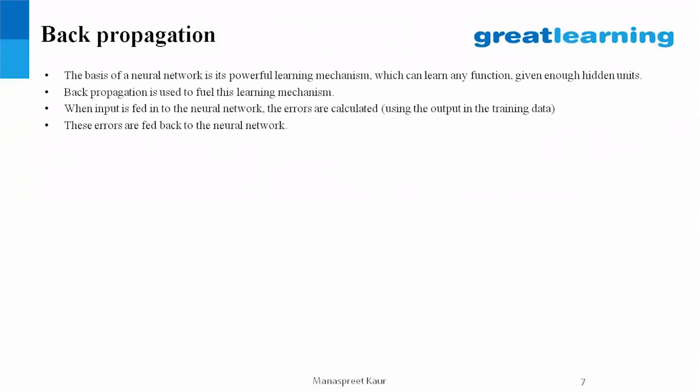Okay, so these errors are fed back to the neural network, and then these weights, to the question that you were asking, are changed in order to try to reduce the errors and give the correct output. So in the first iteration, random weights will be assigned, but with each iteration that happens, the weights are changed using the errors that we got in the previous iteration.